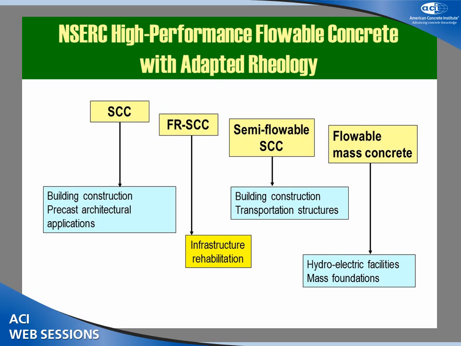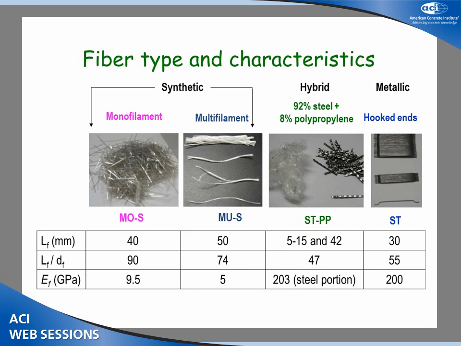And again, this was picking up SCC and repair, which was becoming the choice of many contractors for various reasons that we saw today, but the use of fibers was really something that was new. So in the work that I'm presenting today, in the PhD thesis, we looked at different types of fibers, both synthetic and metallic. So we had the monofilament fibers and the multifilament fibers, what we refer to as MO and MU, both synthetic. And then we had also the hybrid fibers, with by mass 1% polypropylene and 92% by mass steel fibers. And then we have the metallic fibers.